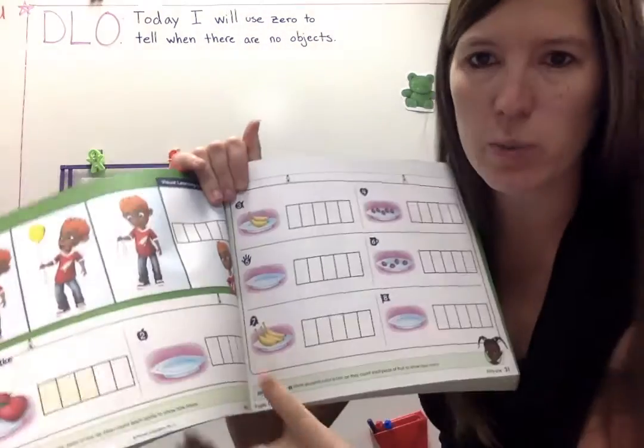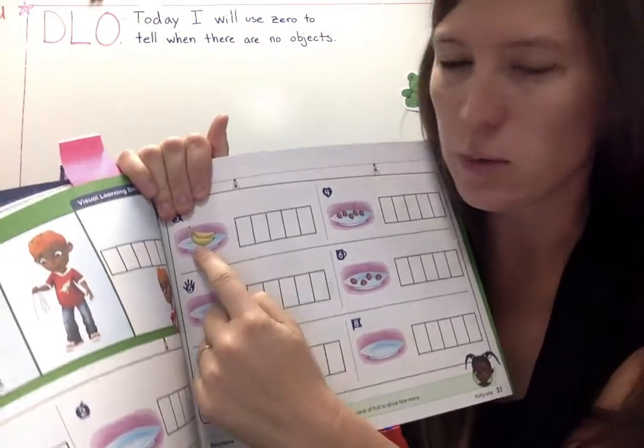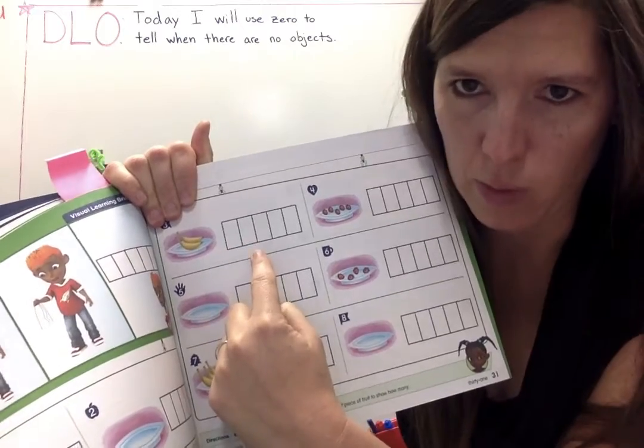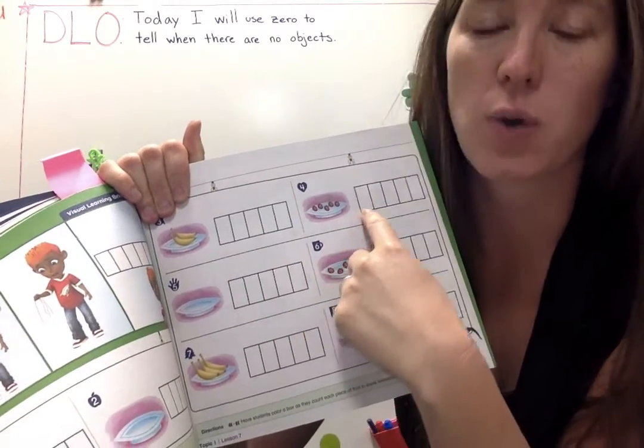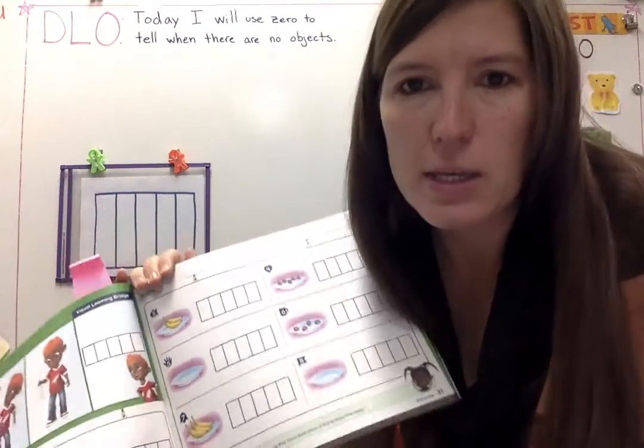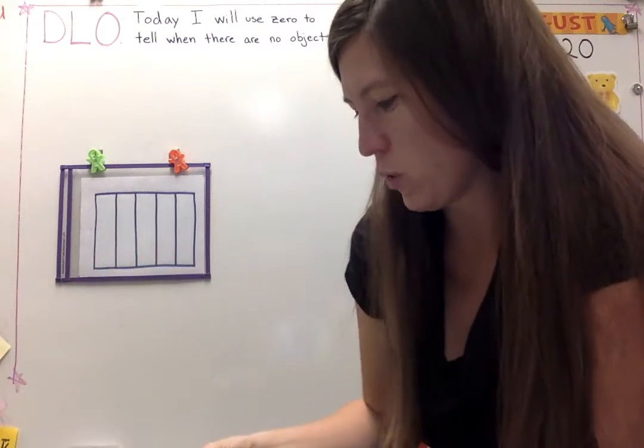In your math book, it's lesson 1.7, and it's just like what we've been doing the last couple days. Counting the objects, graphing them with the bars. So this should be easy, cheesy, lemon squeezy for you now.